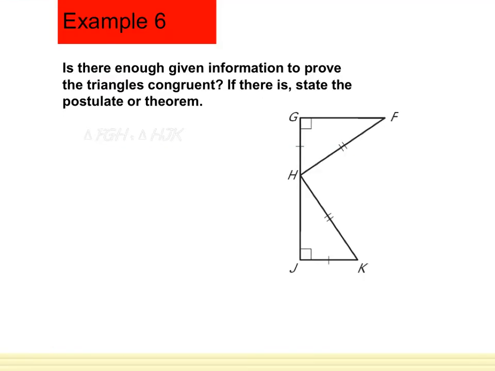Let's take a look at the next example. Is there enough information to prove that these two triangles are congruent? If so, state the theorem or postulate. So the first thing I'm going to notice here is I have right angles. So because I've got some right triangles going on, now I'm going to go back and look to see if there is enough information. And notice I have a leg, and then I have the hypotenuse marked. So yes, there is enough information, and I can prove that these two triangles are congruent by hypotenuse leg.